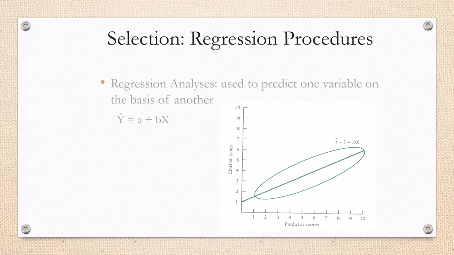As you may or may not remember from your math classes, the formula for a line is y equals mx plus b. Here, we have y equals 1, which is the intercept, either m or b, depending on which regression equation you're using, 0.5, and this is the slope of the line. It tells you how steep it is. X is the representation of the predictor score.